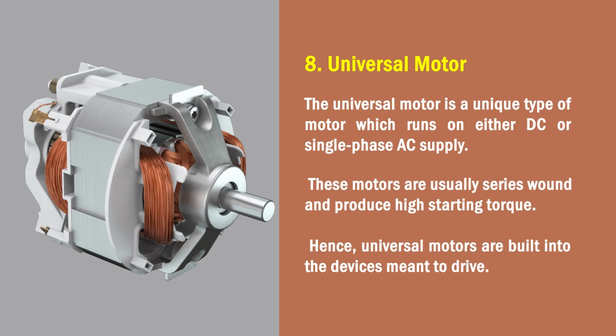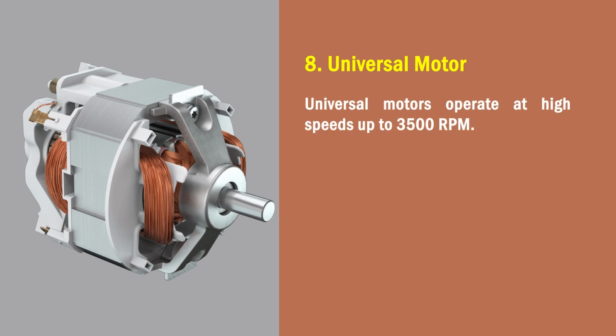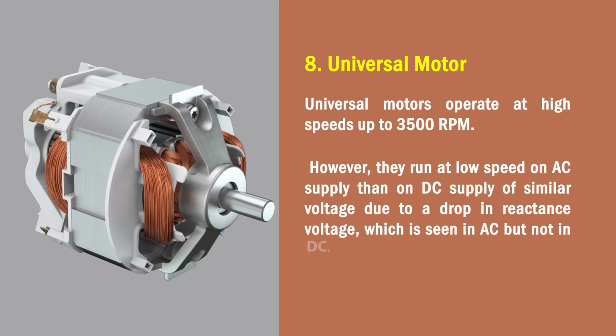Hence, universal motors are built into the devices meant to drive. Universal motors operate at high speeds up to 3500 RPM. However, they run at low speed on AC supply than on DC supply of similar voltage due to a drop in reactance voltage which is seen in AC but not in DC.